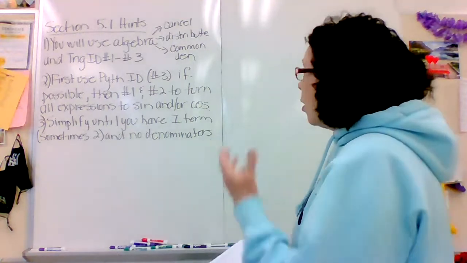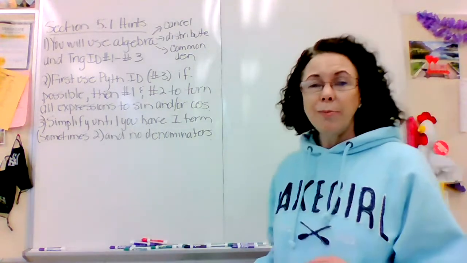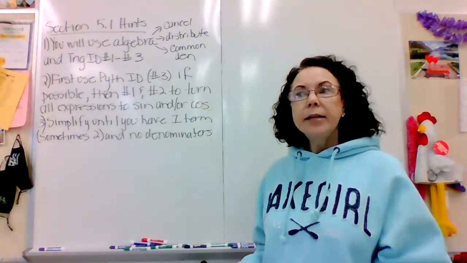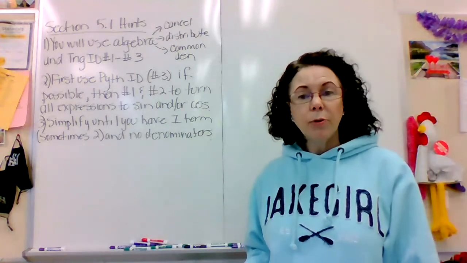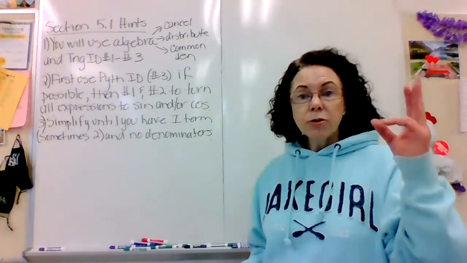So what does simplifying mean? It means that you simplify until you have one term. Every now and then you have two terms and there's no denominators, right? Anytime you write a trig expression in a denominator, you can write it another way in the numerator because of the reciprocal functions, okay?